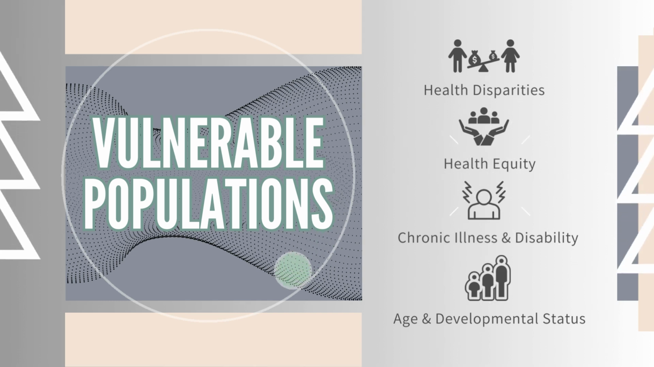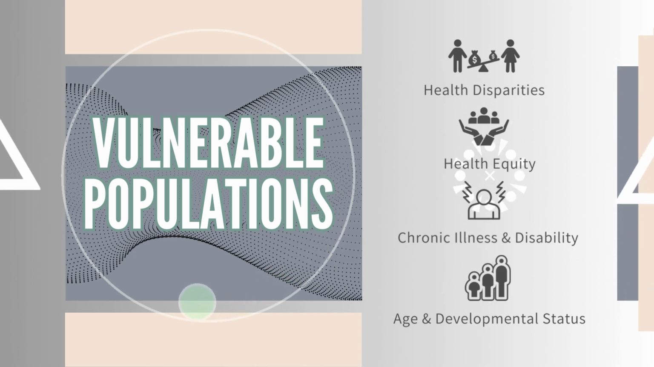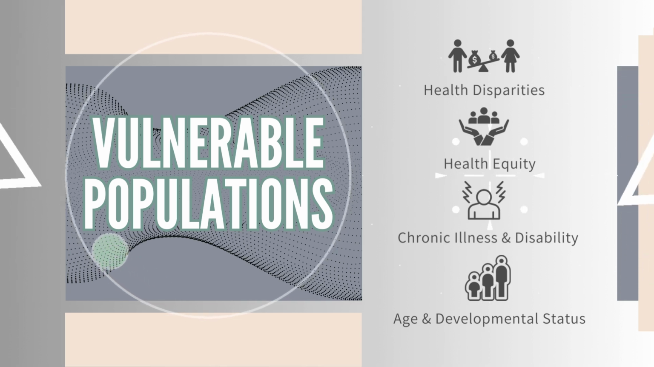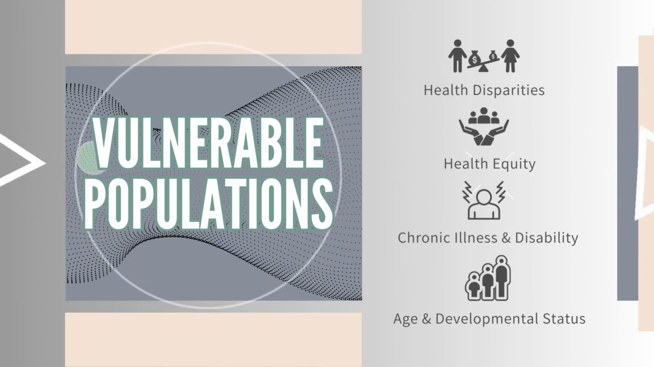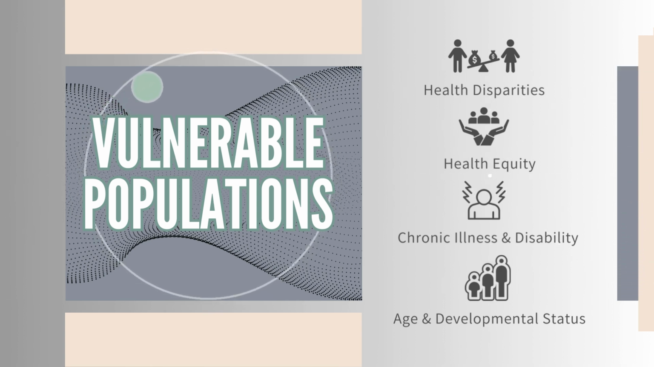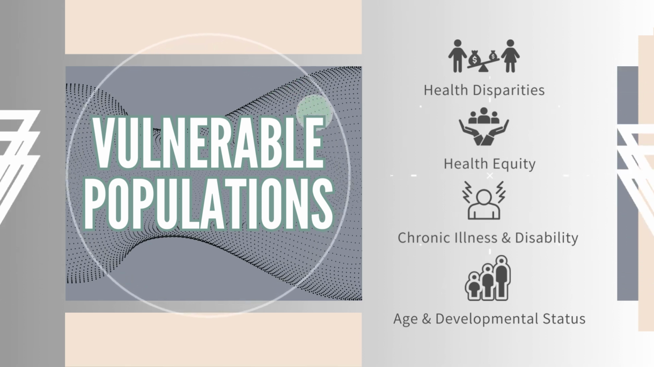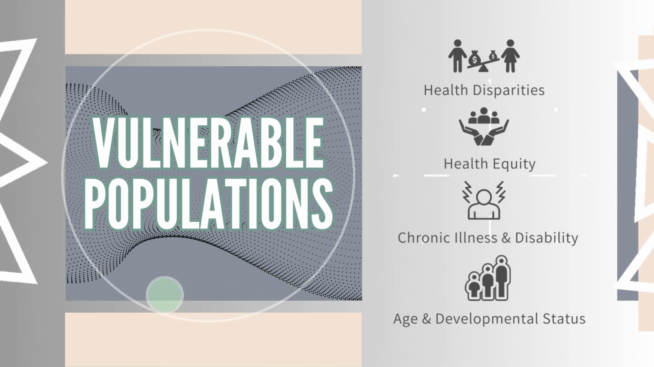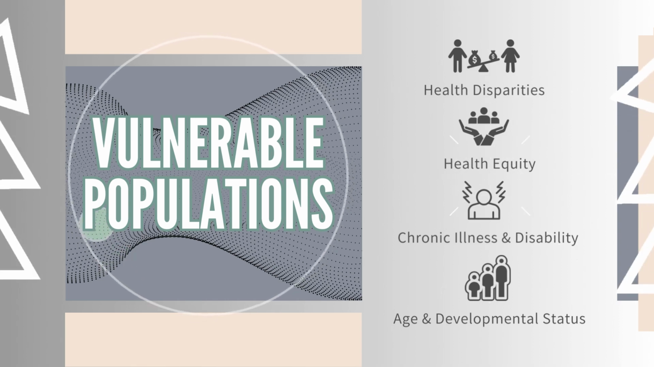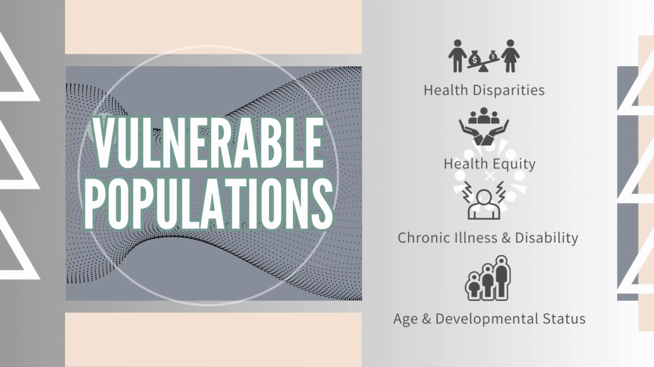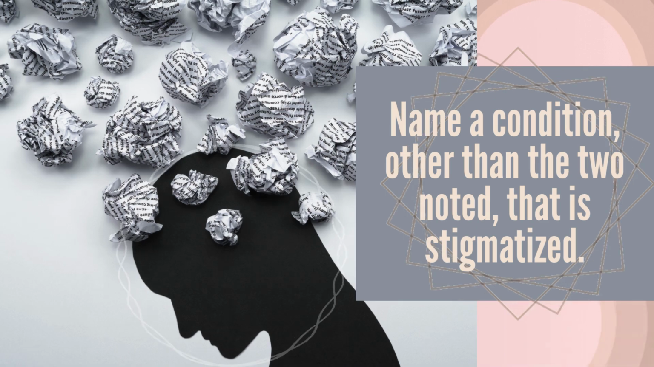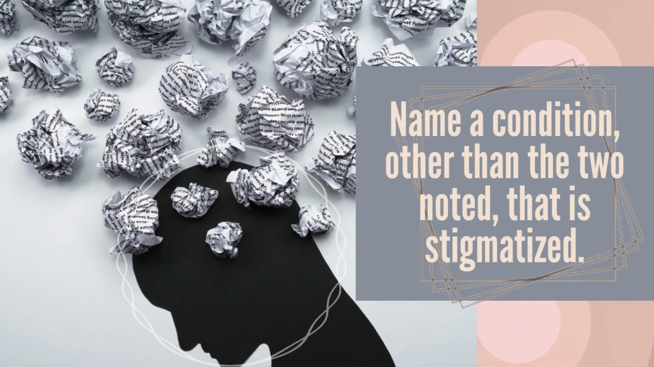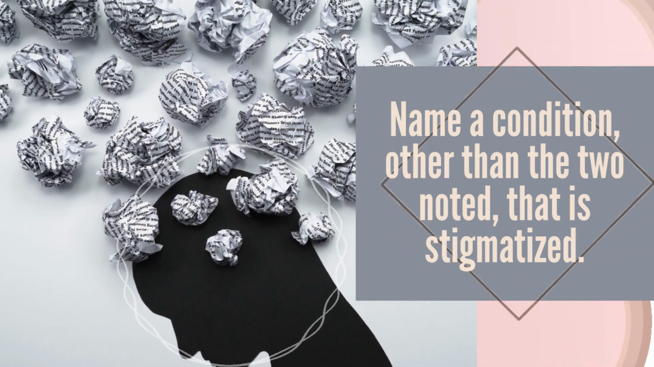Nurses must be aware of the signs and symptoms of neglect and abuse, and we are legally mandated to report these signs. What about chronic illness and disability? People that have chronic illnesses or disabilities are more likely than the general population to experience problems in accessing a range of healthcare services. The vulnerable groups may also experience lack of coordination of care across multiple providers. Also, people with specific chronic illnesses like mental illness or HIV can face social stigma, and it makes it challenging to seek or receive appropriate health care. Name a condition, other than the two I just noted, that is stigmatized.